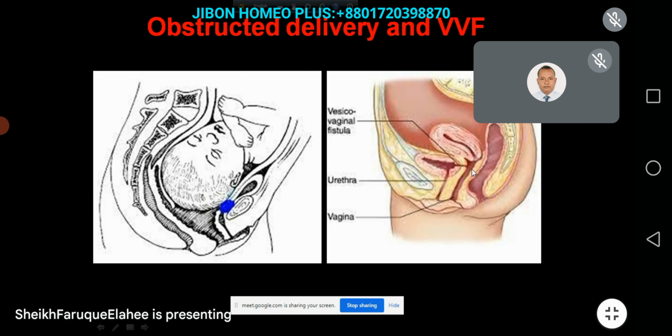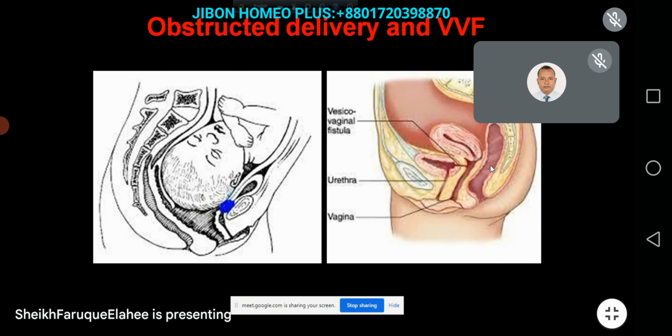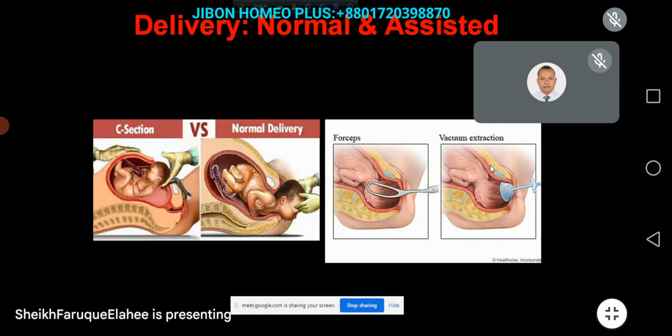So if you can diagnose, this patient says, I pass my stool through vagina. With experience, he knows this is RVF, recto-vaginal fistula. And if you cannot diagnose, you send it to a gynecologist or a surgeon, he can easily diagnose it. If it is recto-vaginal fistula, then again, this case does not belong to us. This is a surgical case. Okay?